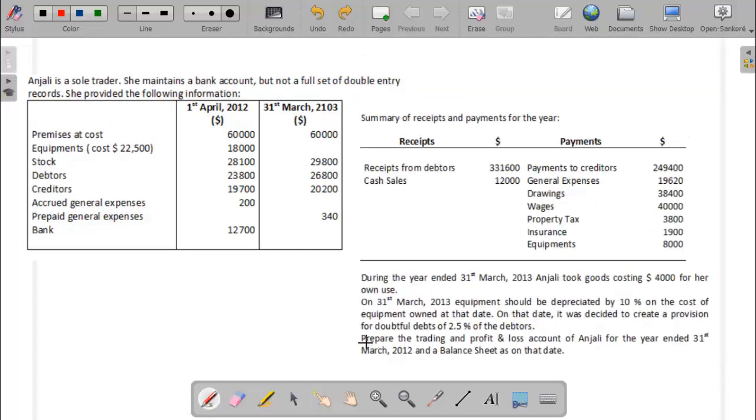In this question we are to prepare a trading account and profit and loss account of Anjali for the year ended 31st March 2013. By mistake here I wrote 2012, but the year will end on 31st March 2013. So for this year we need to prepare trading account, profit and loss account, and then we need to prepare balance sheet. And this is the information.